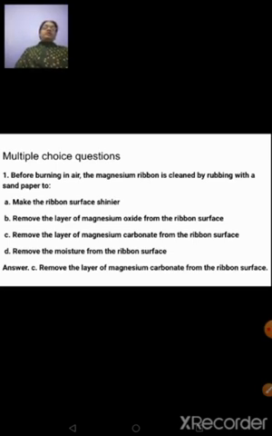See, before burning in air, magnesium, when it burns, it turns into magnesium oxide. It is cleaned by rubbing in order to remove the magnesium carbonate from the ribbon surface. So the option will be C, that is remove the layer of magnesium carbonate from the ribbon surface.